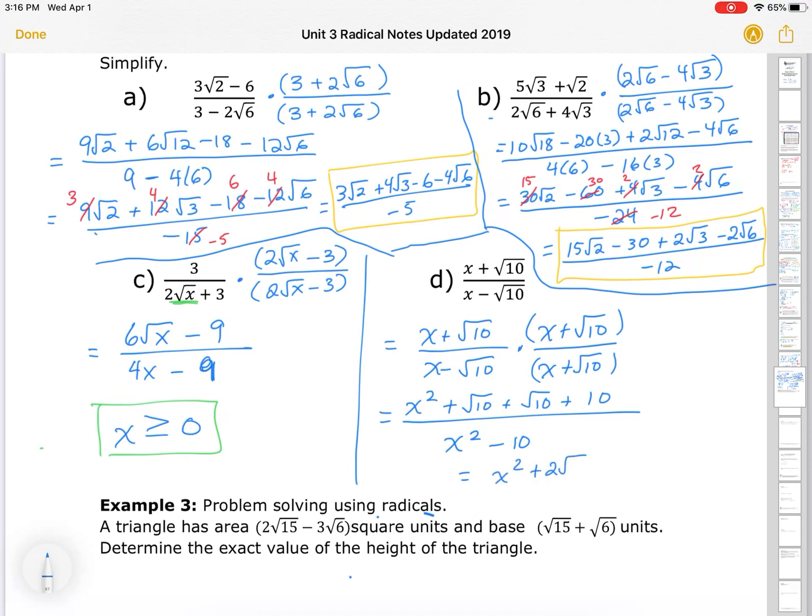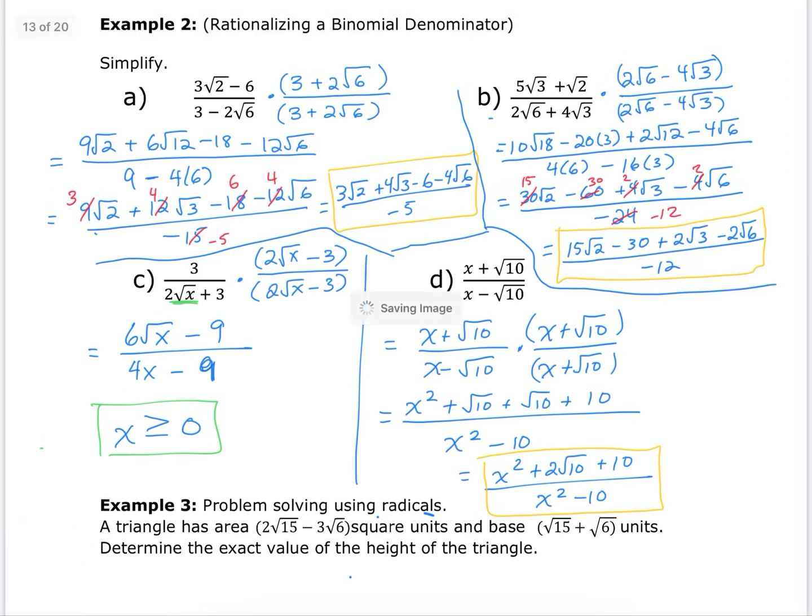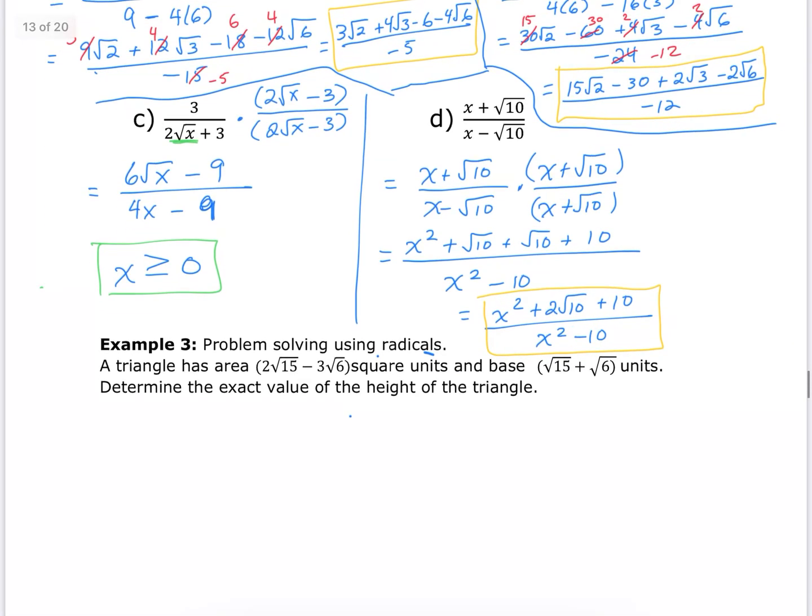And I can combine like terms on the top there. So I'm going to get x squared plus 2 root 10 plus 10, all over x squared minus 10. So that would be my final answer. I don't have any variables under the radical, so there's no limits there. So we're good to go. Hopefully we got those right. Remember, when we're finding a conjugate, we're only worrying about the denominator.